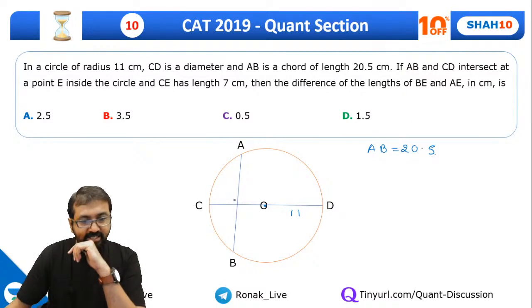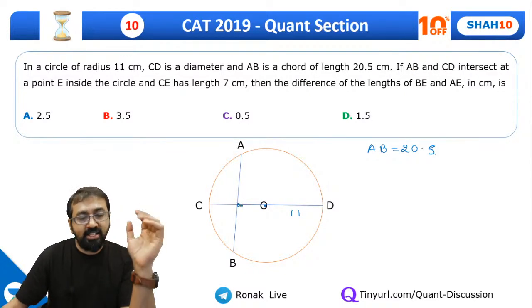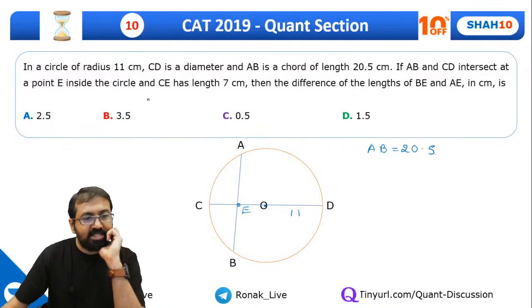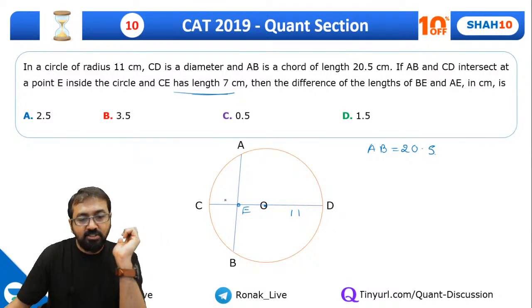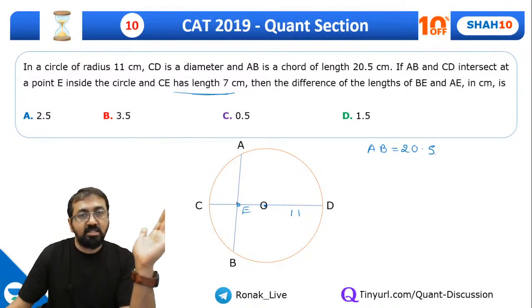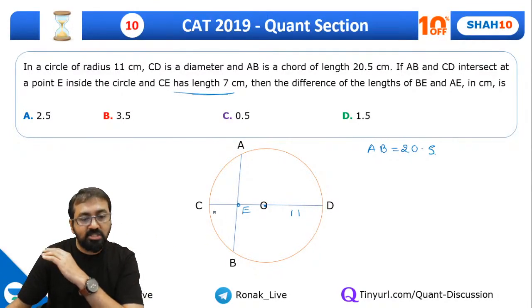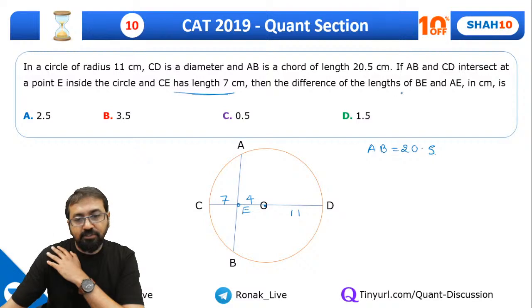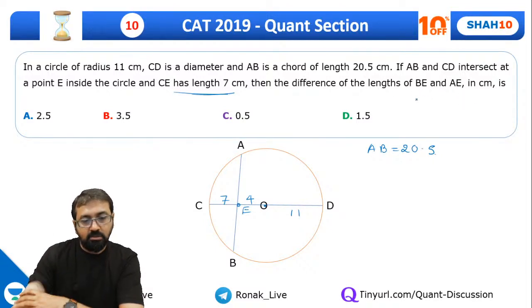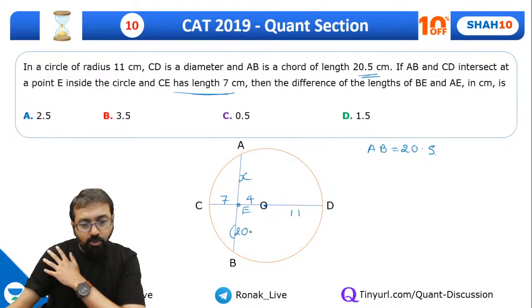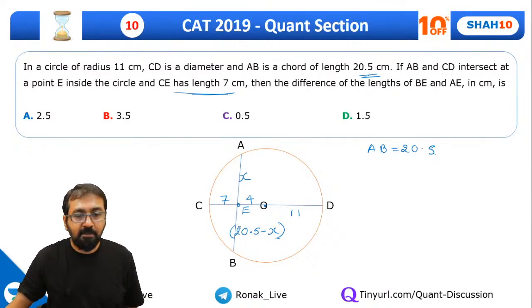If AB and CD intersect at point E, we have been told that they intersect, so this is point E inside the circle, and CE has length 7. Now see, intentionally I have drawn this AB line this side of the center, because CE is less than CO, right? So this is 7 centimeters, so of course EO will be 4. Then the difference of lengths of BE and AE in centimeters. Complete AB is given as 20.5, so let me take AE as X. So BE will be 20.5 minus X. Yes, everyone, are you all with me?